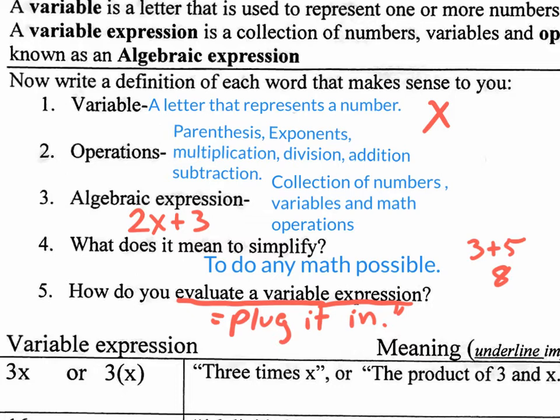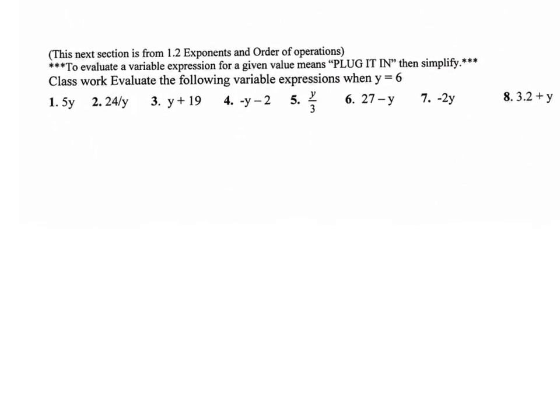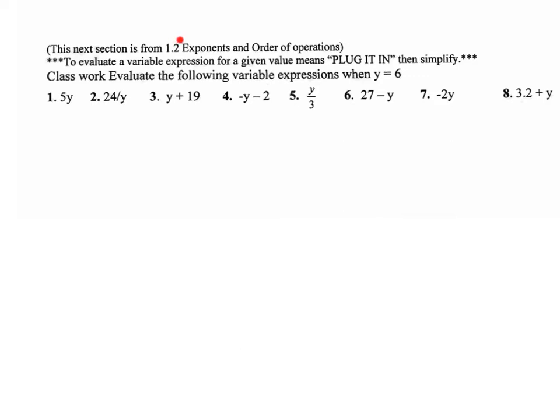They're going to give you a variable expression, kind of like 2x plus 3, and then they're going to tell you x equals 5. So they want you to evaluate the variable expression, you plug in the 5. Maybe I should write an example of that. Actually, if we just look down at the bottom of this page, again, it says that this is from section 1.2, evaluating. But right here, to evaluate a variable expression for a given value means plug it in, then simplify.